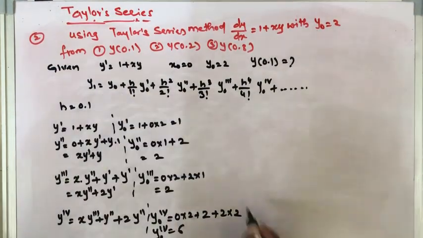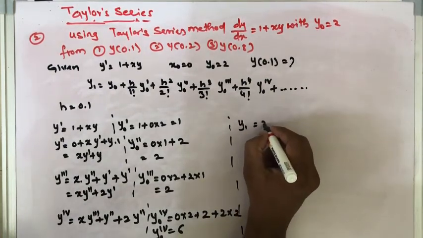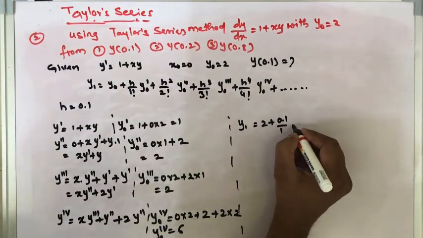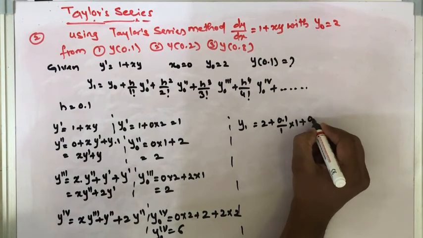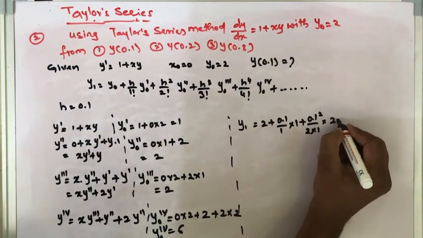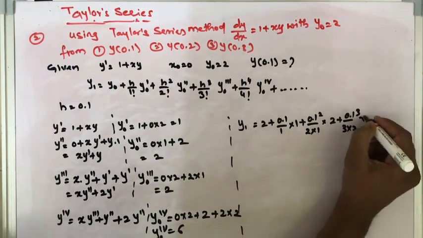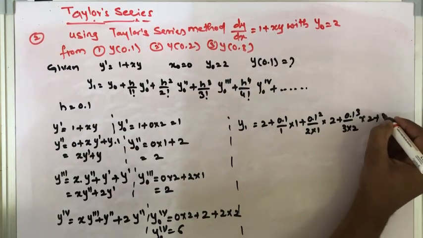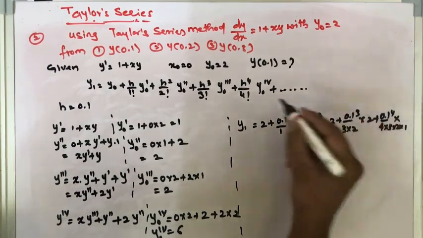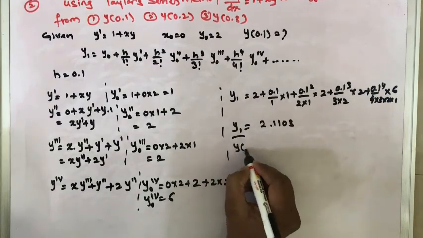Now substitute these values into this equation to get the y1 value. y0 is 2, plus 0.1 divided by 1 factorial into y0 dash, which is 1, plus 0.1 square divided by 2 factorial into y0 double dash, which is 2, plus 0.1 cube divided by 3 factorial into y0 triple dash, which is 2, plus 0.1 raised to 4 divided by 4 factorial into y0 quarter dash, which is 6. We get 2.1103, so this is y of 0.1.